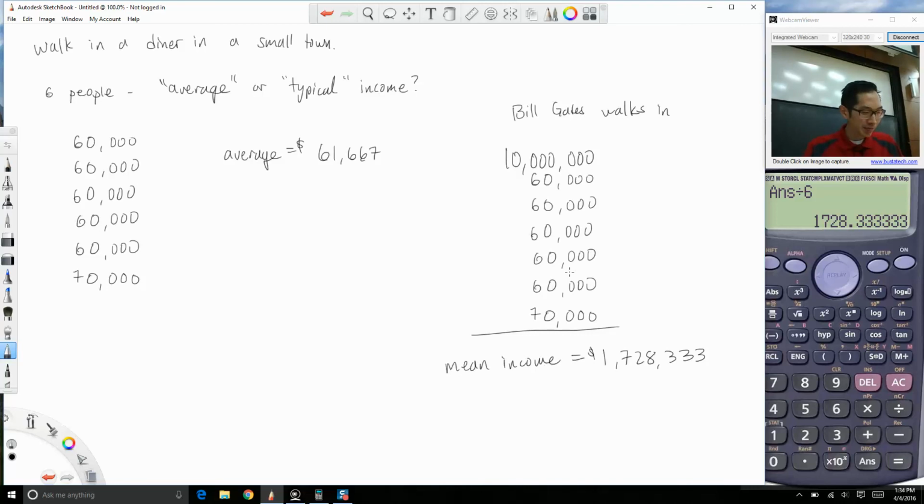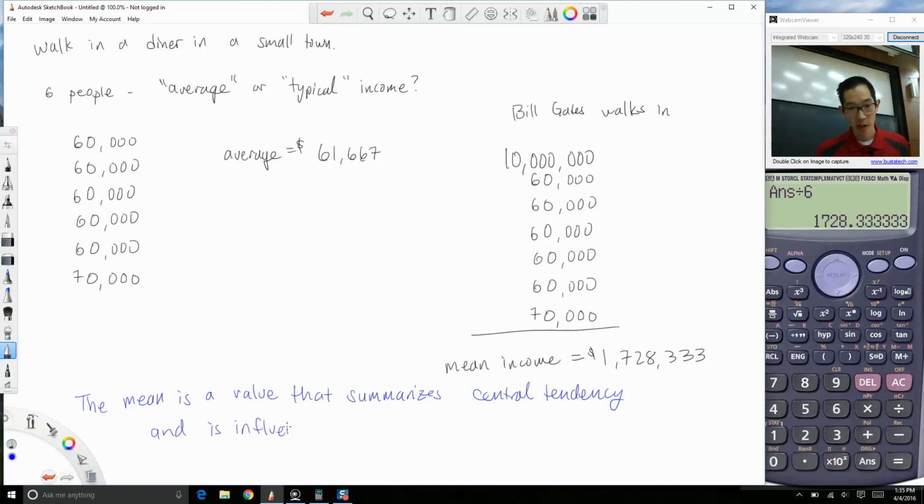So basically, each of these statistics has its purpose. The mean is a summary of central tendency, but we have to keep in mind that the mean is heavily influenced by extreme values, okay? So the mean is a value that summarizes central tendency, and is influenced by extreme values, which, depending on what you're doing, may or may not be the value you want to use.